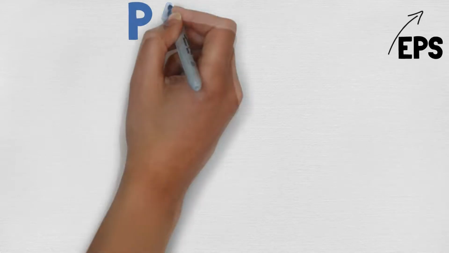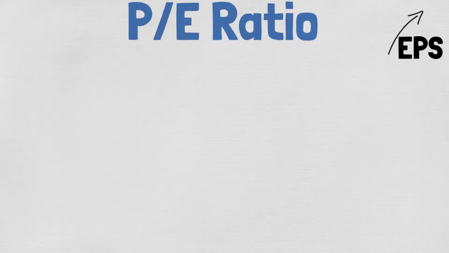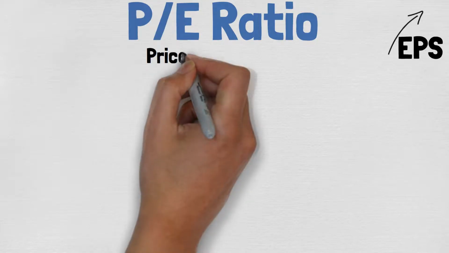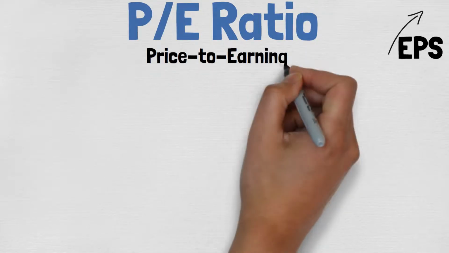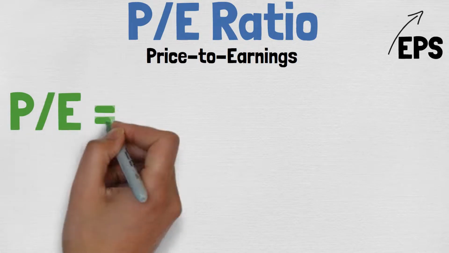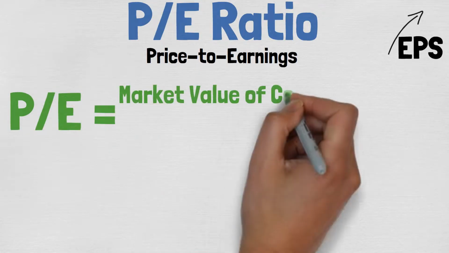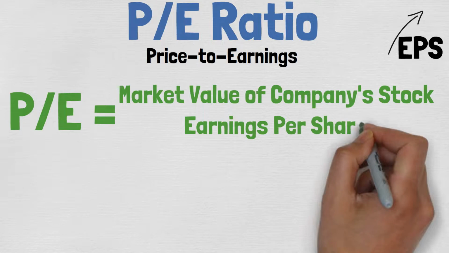Yesterday we learned what earnings per share is, and I quickly mentioned that it is mostly used with the PE ratio. So what's a better way to continue than to go through the PE ratio today? PE ratio means the price to earnings ratio, and it is simply calculated by dividing the market value of a company's stock by the earnings per share.